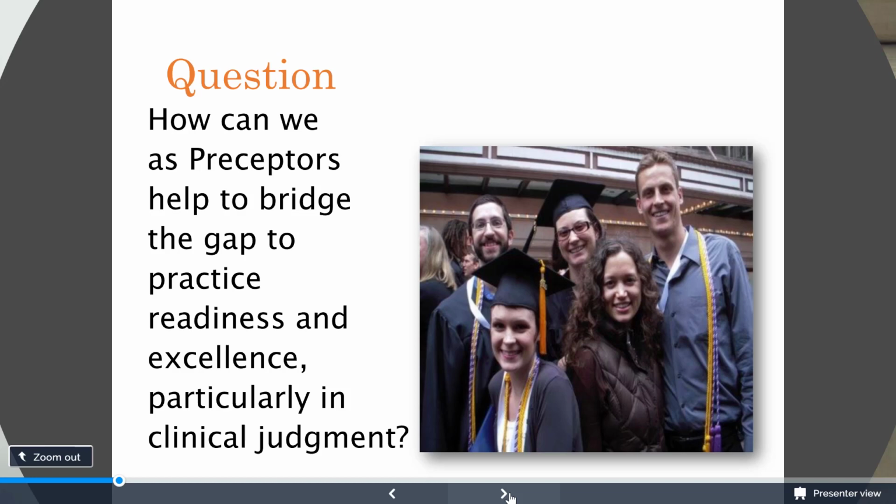So how can we as preceptors help bridge the gap to practice, readiness, and excellence, particularly in clinical judgment? And there is a large enduring academic practice gap, and we know that. And so therefore you are critically important in providing this seamless transition from school, academia, into practice.